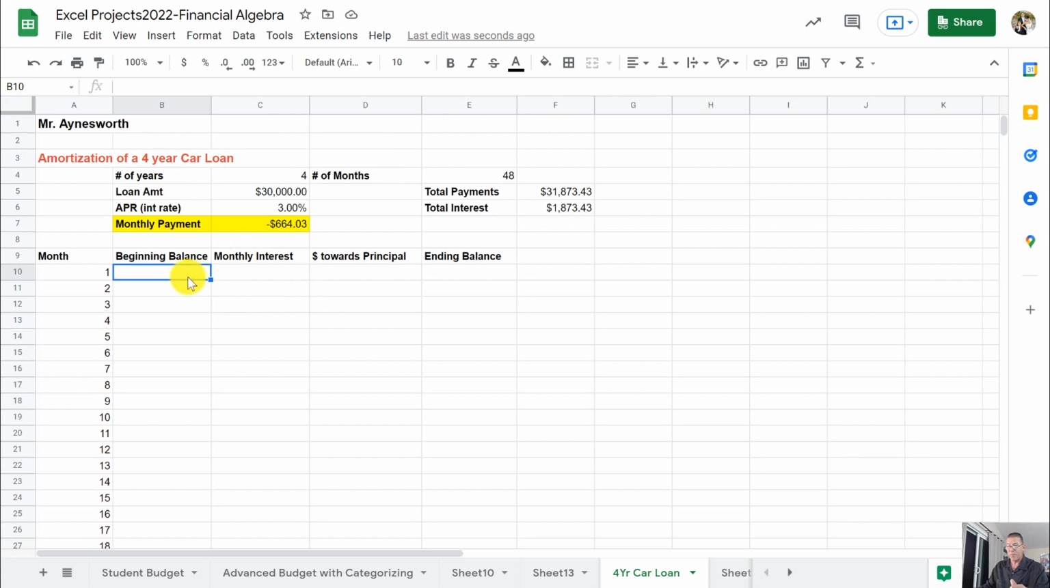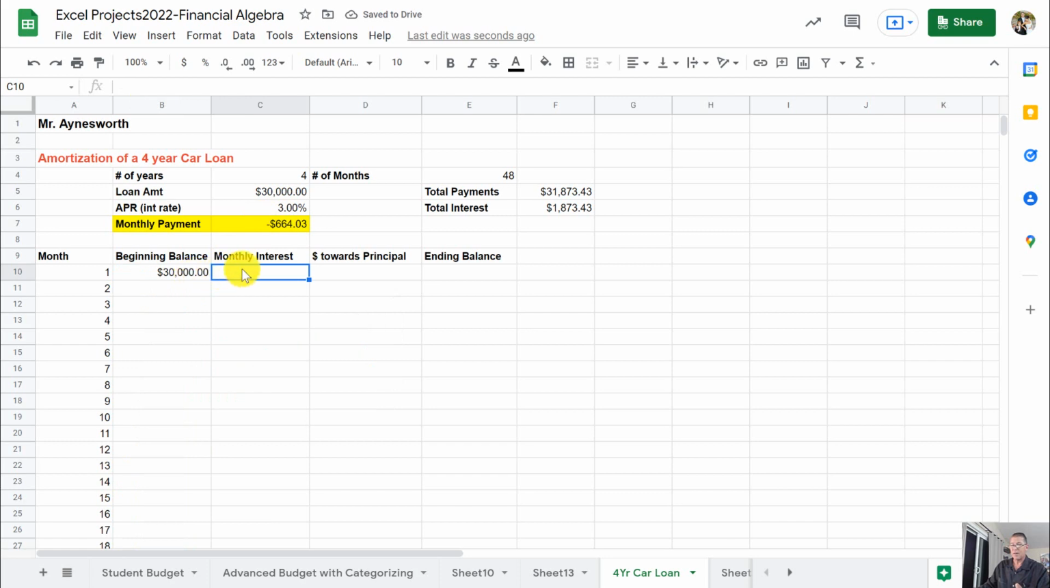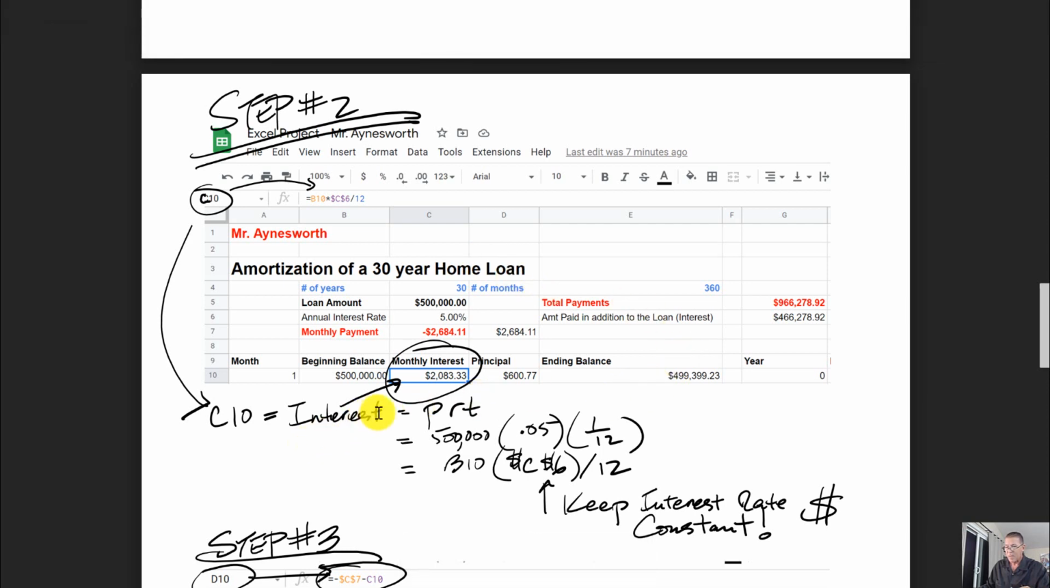Okay, so now the beginning balance is equal to the principal of the loan. So set that equal to C5 up here. Hit enter, and notice that is your beginning balance. Now your monthly interest is calculated by using your simple interest formula: principal times rate times time. If you go up to step 2, notice that I said that. The monthly interest is PRT, principal times rate times time.